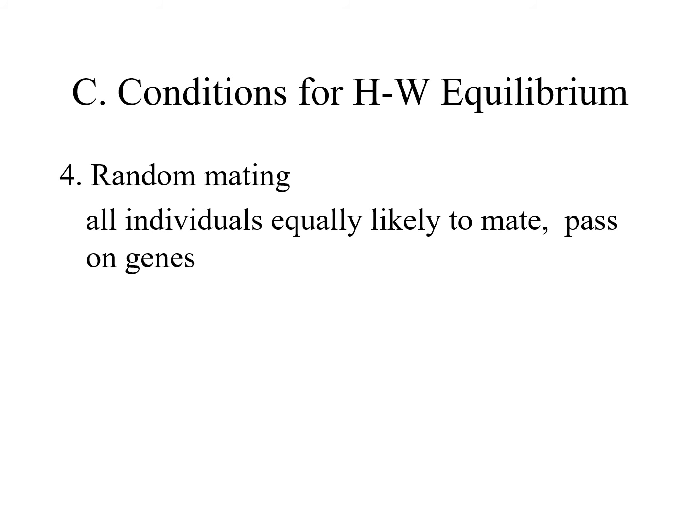All right, our next condition is that mating has to be random. Random mating means all individuals are equally likely to mate and pass on their genes. No single individual would have more offspring than any others or be more likely to pass their genes on than any other. So it's not enough for meiosis to be random, but mating has to be random. You have to take those gametes that are produced and imagine they're randomly being tossed together.